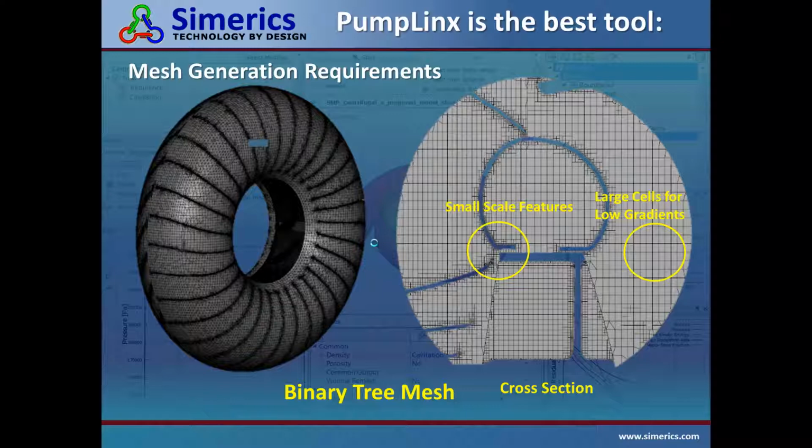Mesh generation requirements. PumpLinx uses a binary tree mesher as a general mesher, and structured meshers are available through device-specific templates. For the torque converter virtual testing, the binary tree mesher was used to automatically generate the mesh in minutes while capturing micron-scale features. It's apparent that the small-scale features are resolved quite well, and the cell count is minimized by using large cells in regions of low flow field gradients.